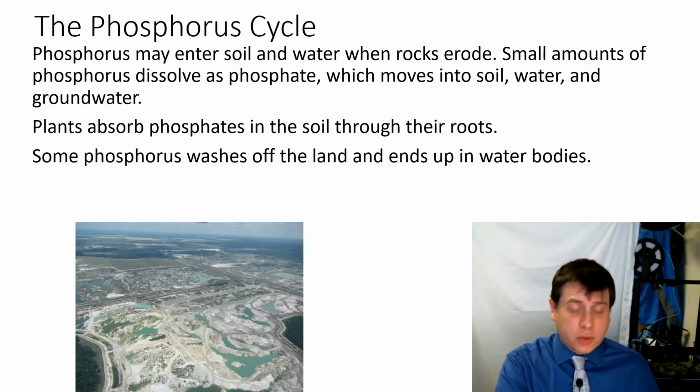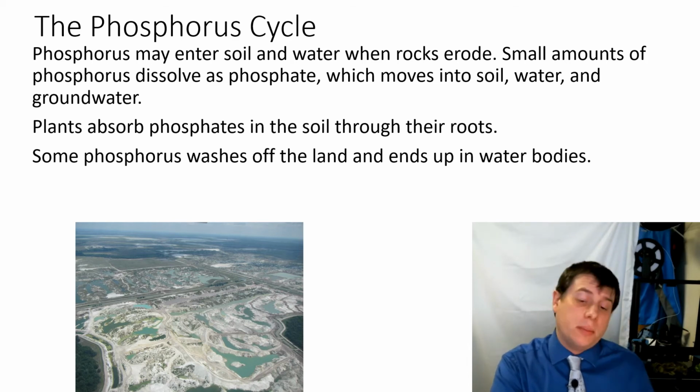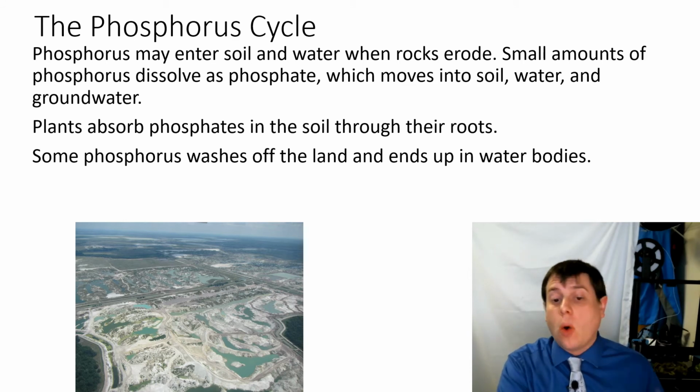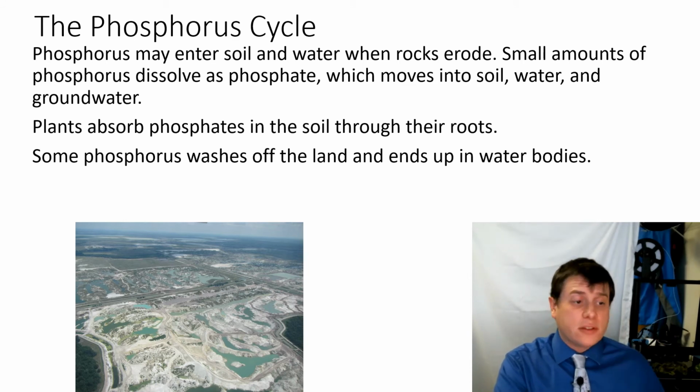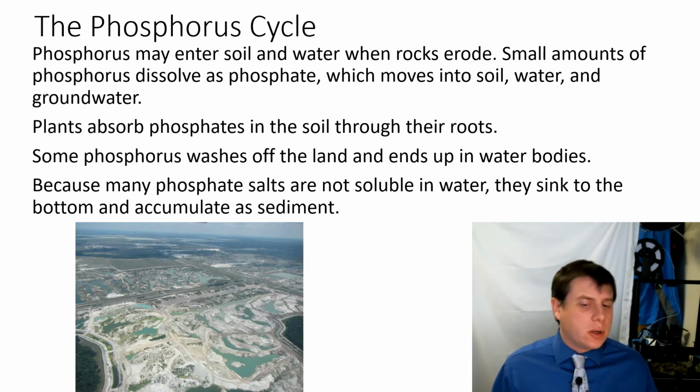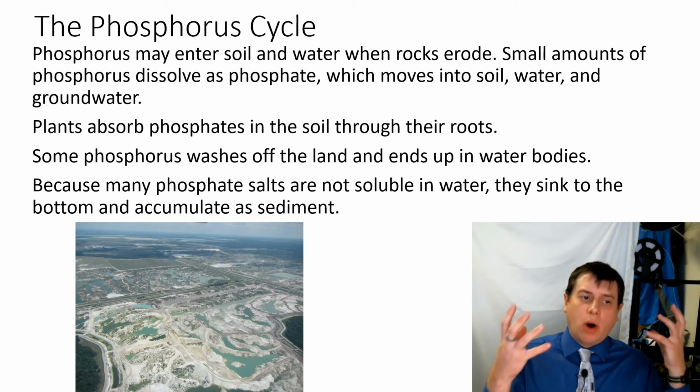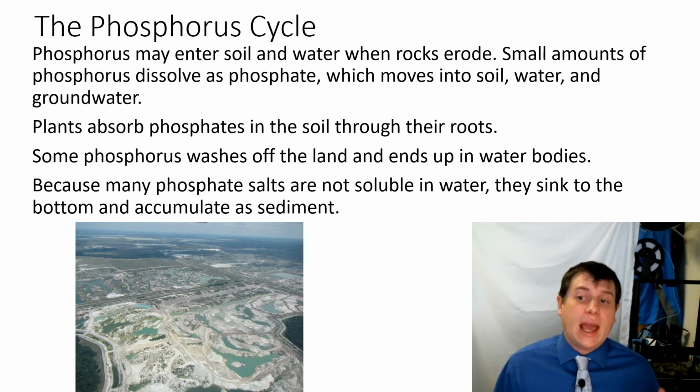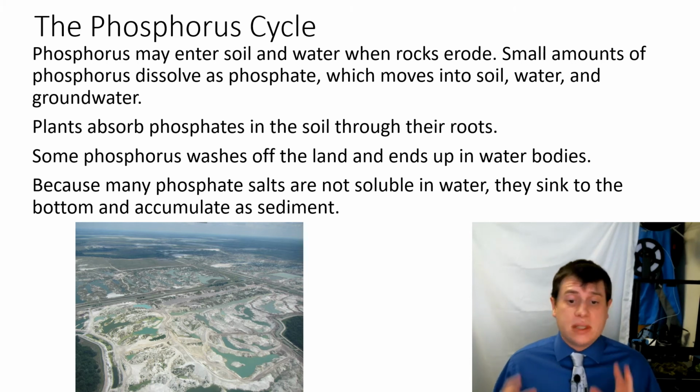And some phosphorus will wash off of land and end up in bodies of water. Once it's in that water, it's usually rapidly taken up by aquatic ecosystems, and it's oftentimes limiting. Because phosphate salts are not super soluble in water, once that phosphate starts to bond to other things, it will often sink to the bottom and accumulate as sediment. Now, there's a bunch of organisms that live on the bottom that will also take this in.